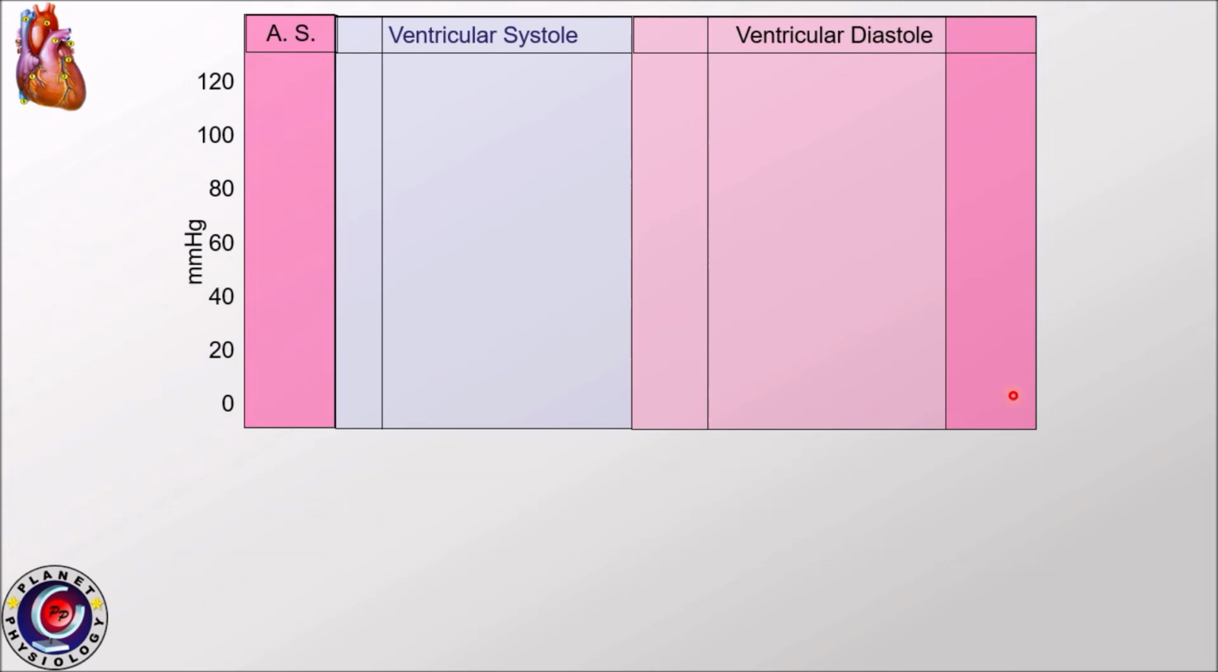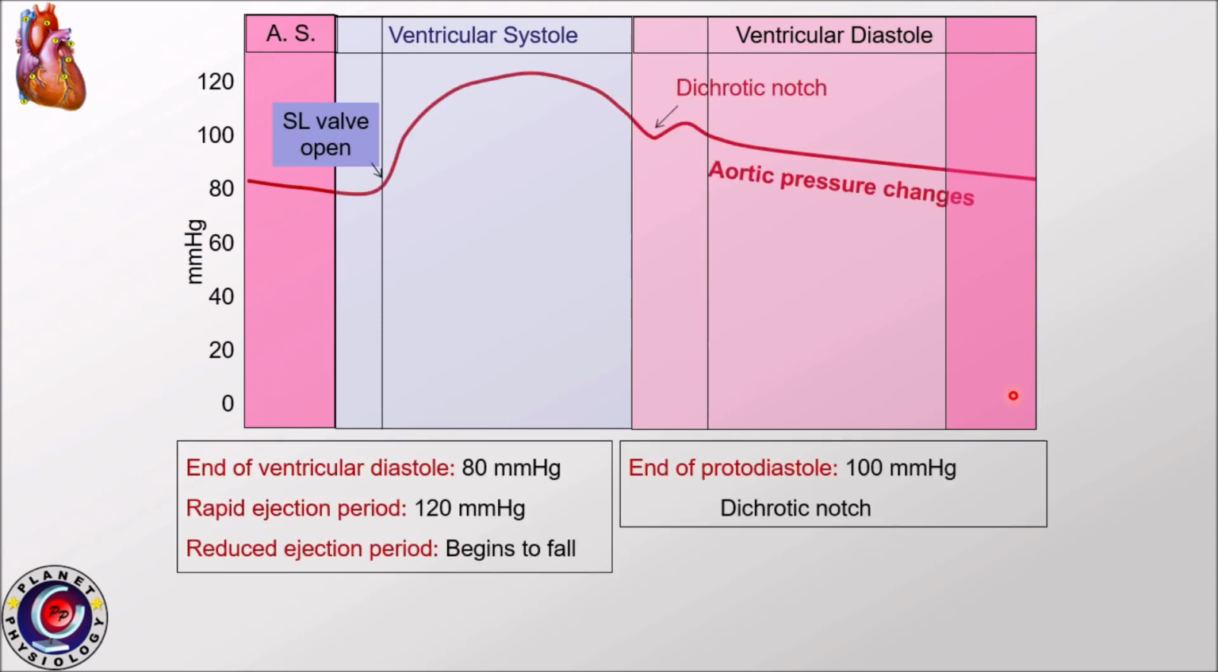Next, we will study aortic pressure changes during the cardiac cycle. Aortic pressure will change between 120 and 80 millimeters of mercury. At the end of ventricular diastole, pressure in the aorta is minimum, that is 80 millimeters of mercury. There is no change in this pressure during the isometric contraction phase of ventricular systole, but as soon as blood is pumped into the aorta, pressure in the aorta also begins to rise.